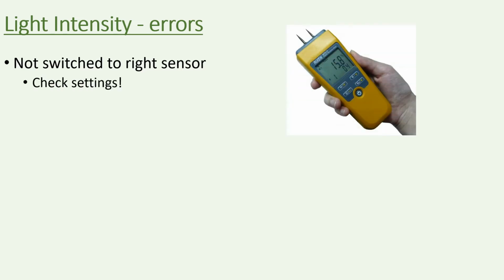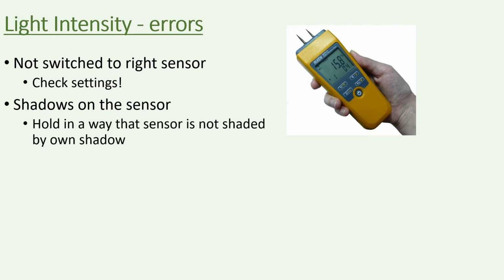The errors that we can make when we are using a light intensity meter is that we might not switch it to the light meter setting, so you might not switch it to the right sensor. So to minimize that source of error, you need to check the settings and make sure it's switched to light and not soil readings. Another possible source of error that you might make when trying to do a light meter reading is casting a shadow over the sensor. To minimize this, make sure that you do not shade the sensor with your own shadow. So hold it in a way that the sensor is not shaded by your own shadow.